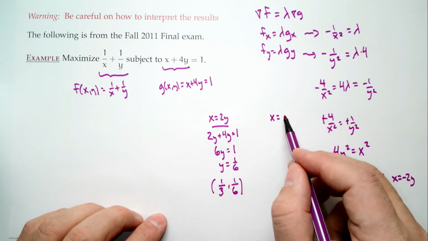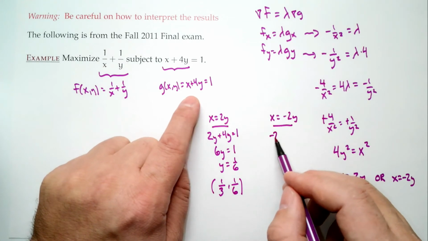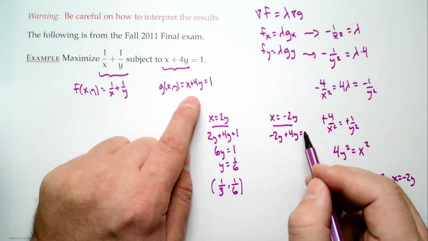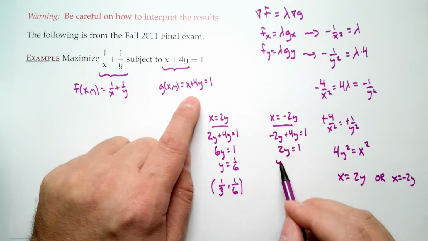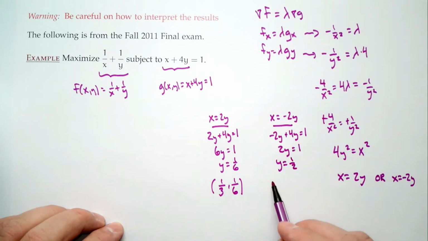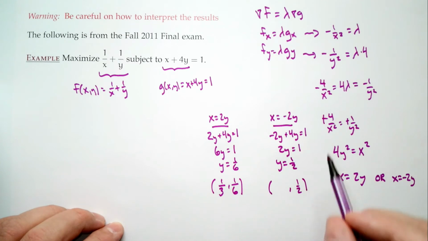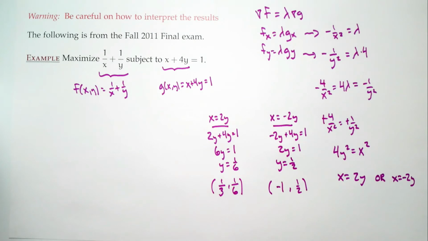If we go to x equals minus 2y, so then we get minus 2y plus 4y equals 1, which says that 2y has to equal 1. So what is y? y is a half. So that gives us a point, with y equal to 1/2. Then negative 2 times a half is negative 1. So these are the 2 points that come out of the process. So these are the 2 places where the gradient of f is parallel to the gradient of g.